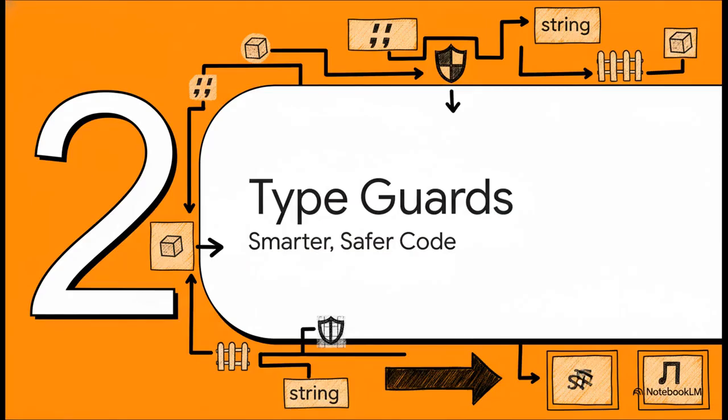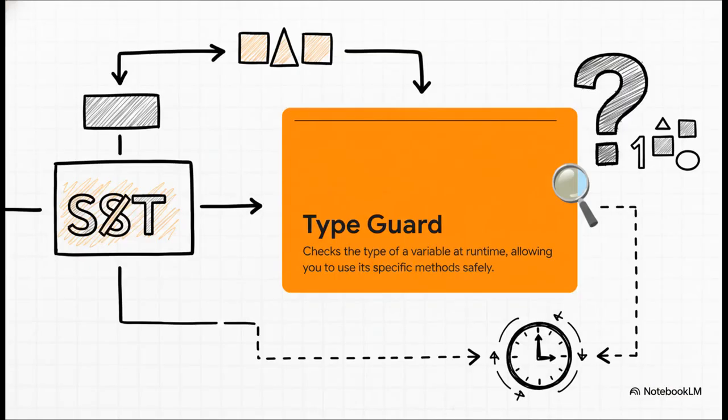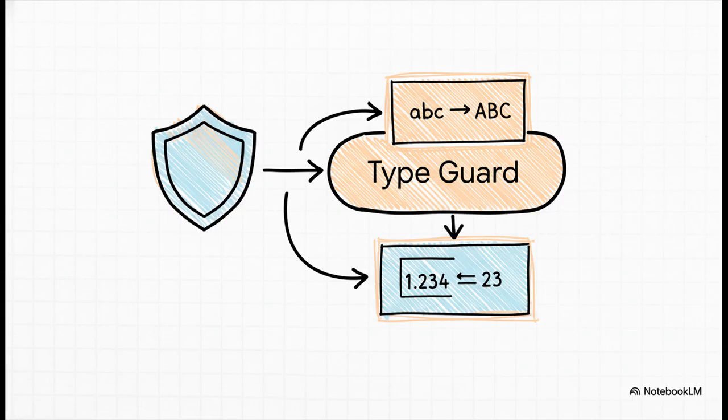Okay, so we've got these cool variables that can be a string or a number. But that begs the question, right? How do you actually use them without your code blowing up? Well, that's exactly what type guards are for. A type guard is pretty much what it sounds like. It's a check that happens while your code is running to figure out what type a variable currently is. It's basically your code pausing and asking, okay, I know you could be a few different things, but what are you right now? And this example shows it perfectly.